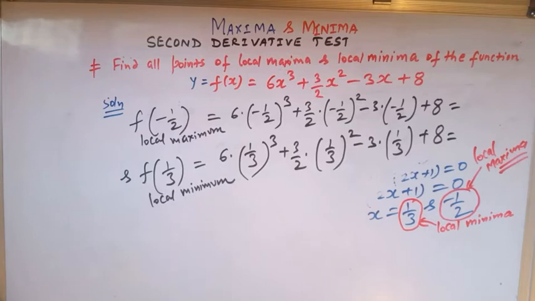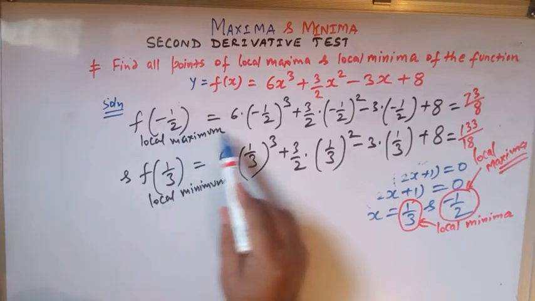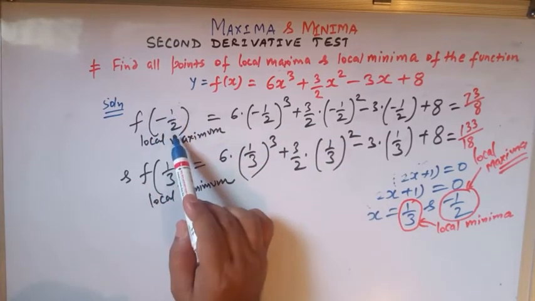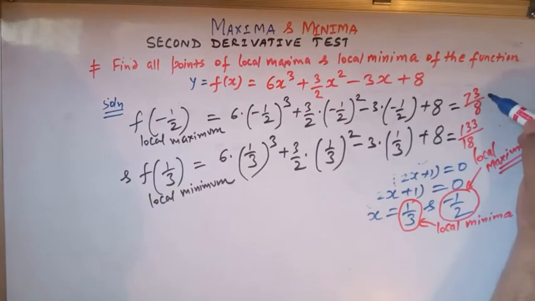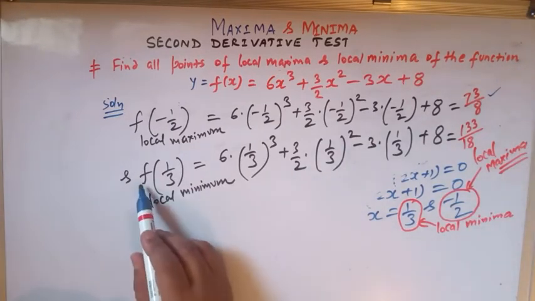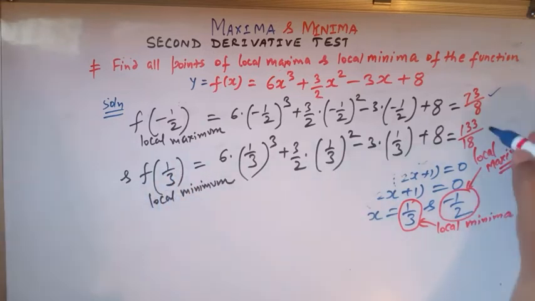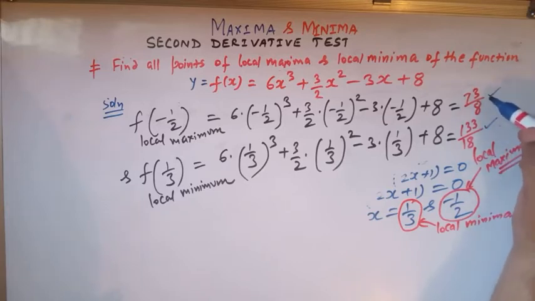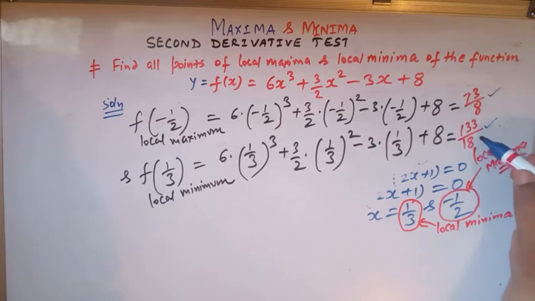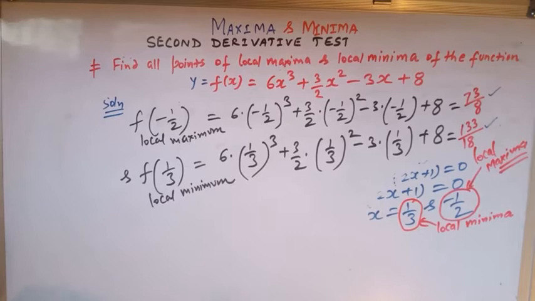Now viewers, we'll solve this expression, and we'll solve this expression to get the value of f of minus half and f of 1 by 3. Clear? So viewers, when we calculate the value of f of minus half, we get 73 divided by 8, and when we calculate the value of f of 1 by 3, we get 133 over 18. So this is the local maximum value, and this is the local minimum value. Clear? So viewers, let us take one more example.